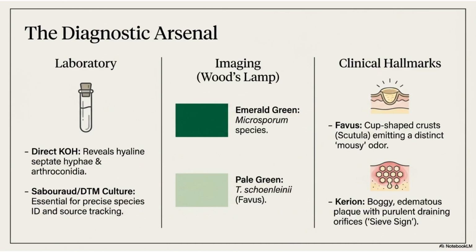And visually, we have the kerion. The text uses a very specific metaphor to describe the physical appearance of that inflammatory granuloma. They refer to the sieve sign. Because the violent type IV inflammation is localized around the hair follicles, the swollen, boggy plaque becomes punctuated with multiple dilated, gaping follicular orifices. And those gaping holes are actively exuding purulent material. Yes. The surface of the scalp literally resembles a sieve or a honeycomb oozing pus. It is a visual testament to the sheer destructive power of the host's own cellular immune response.